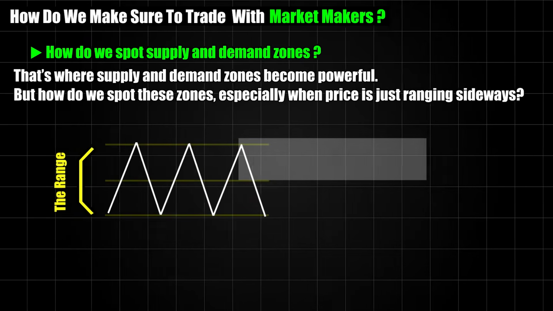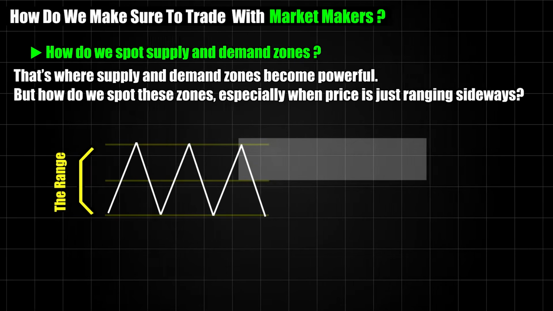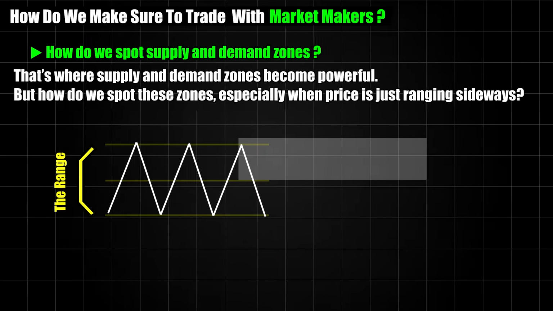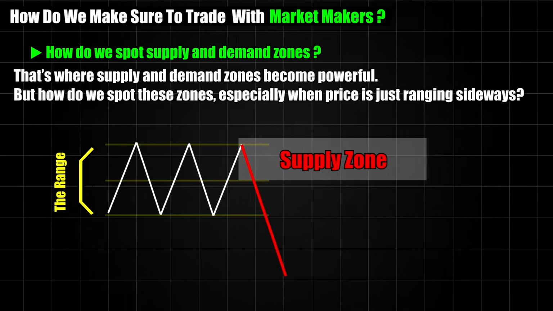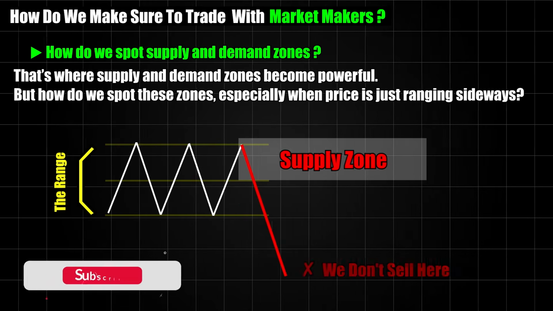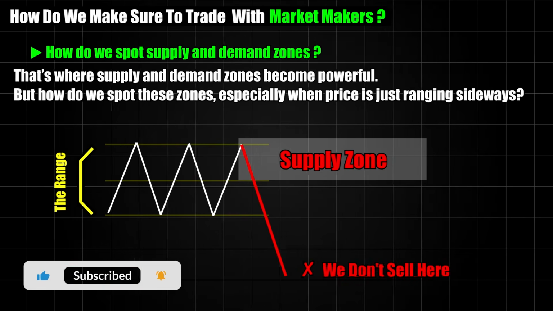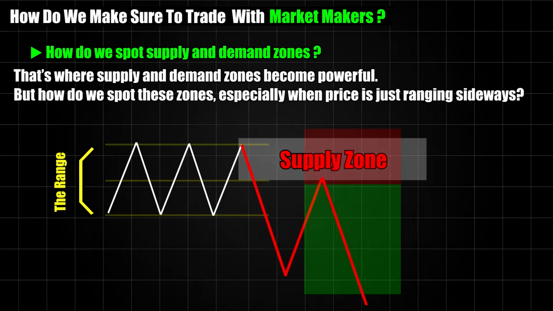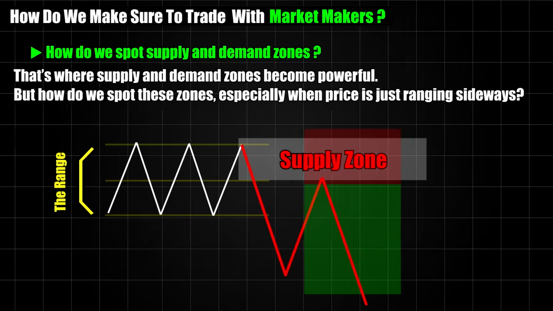Now, the exact opposite happens with supply zones. During a ranging market, when sellers dominate and cause a strong imbalance, price breaks down sharply. That creates a supply zone. And again, we don't sell the breakdown. Instead, we wait for price to pull back into the supply zone to look for potential short setups.